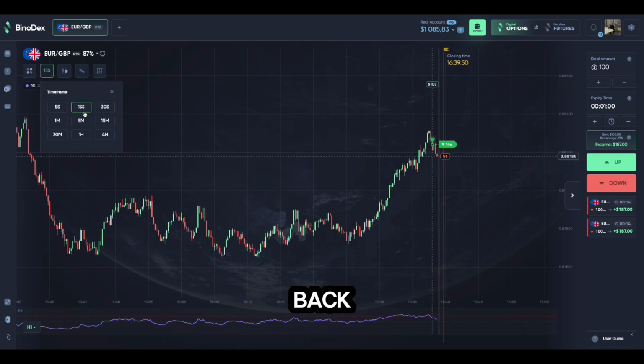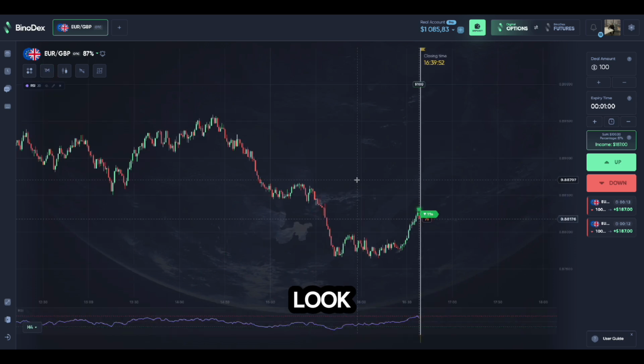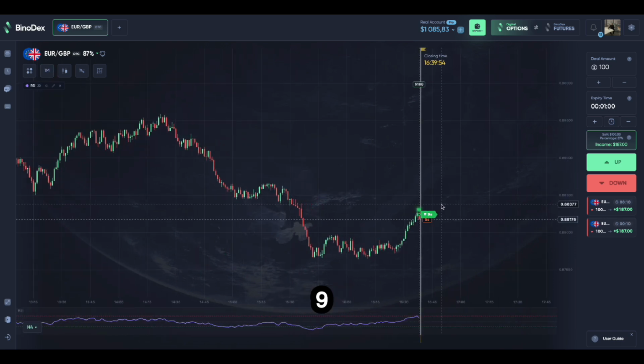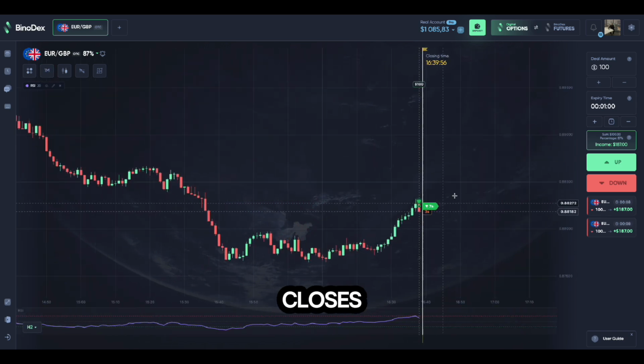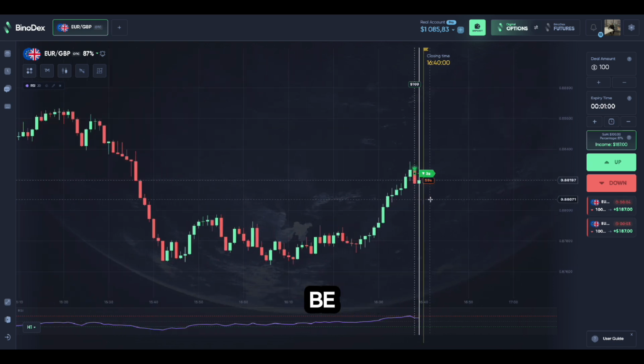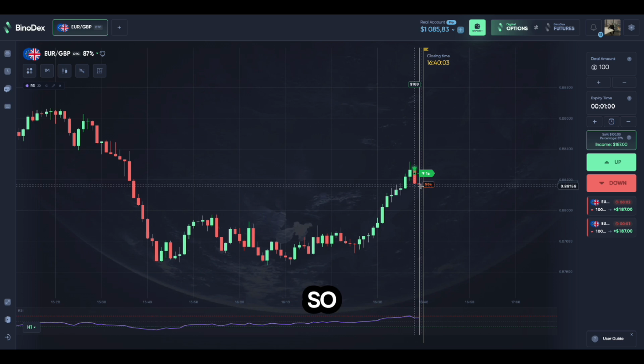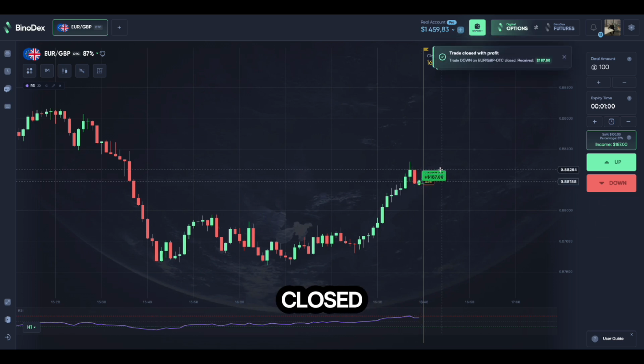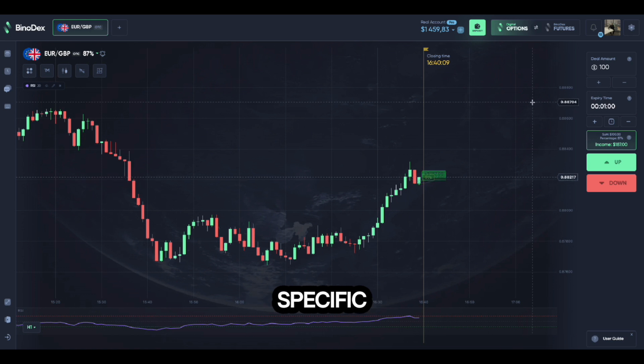Now, let's switch back to the 1 minute time frame and take a look at the current situation. There are 9 seconds left until our trade closes. Of course, it's already less than that, and I think everything will be fine with this trade. So 2 of the trades we executed closed with a solid profit. Of course, the payout percentage rate on this specific currency pair is lower, but we still managed to earn almost $300 during this trading session. I think that's an excellent result.